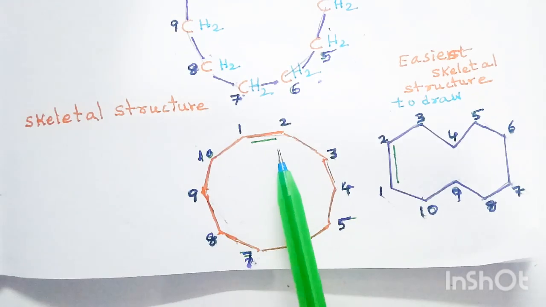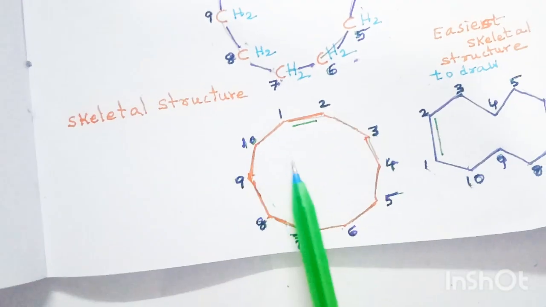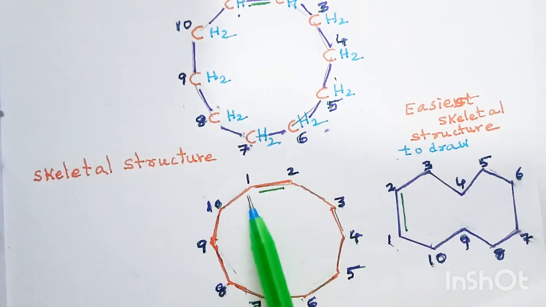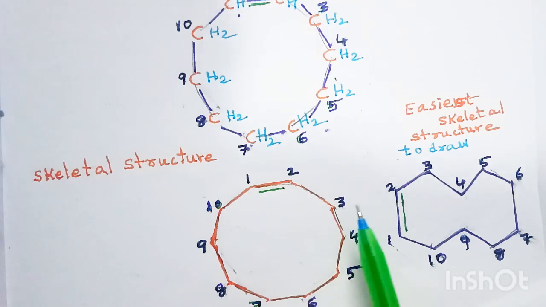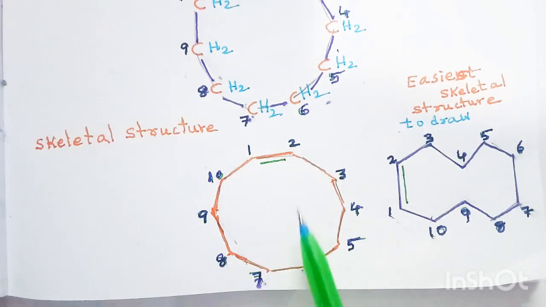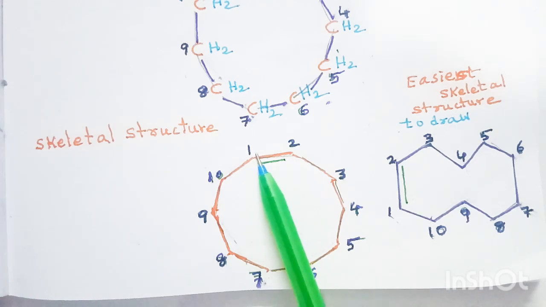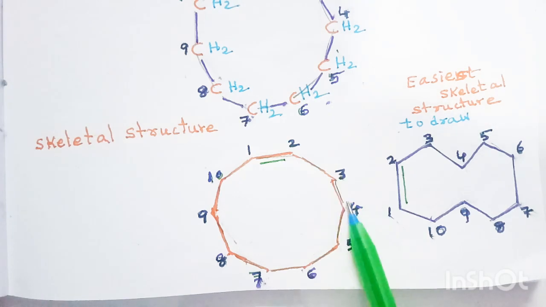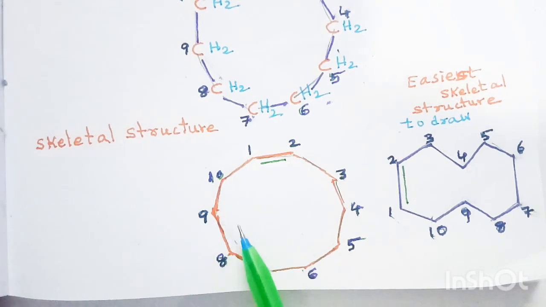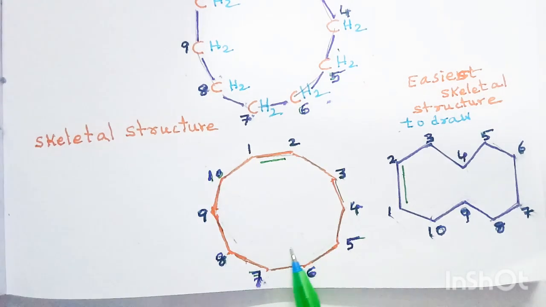Now let us see the skeletal structure. We draw a 10-membered ring with 10 corners. We draw a double bond between 2 corners. These 2 corners will become 1 and 2. The remaining will be 3, 4, 5, 6, 7, 8, 9 and 10. 1 and 2 corners represent CH each. This is 1 CH, this is another CH. 3, 4, 5, 6, 7, 8, 9, 10 represent CH2 each. This is the skeletal structure of cyclodecene.